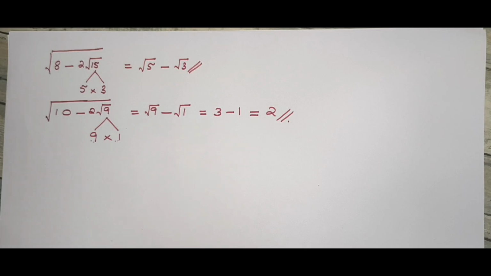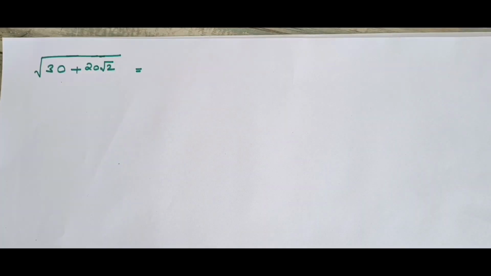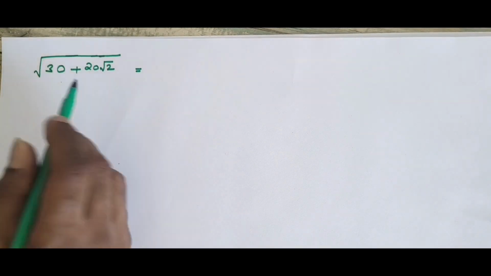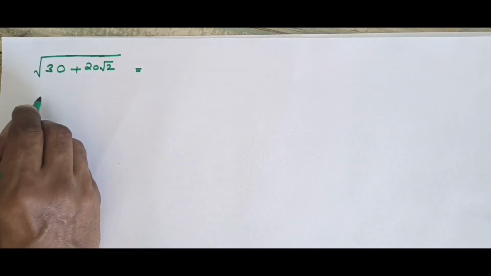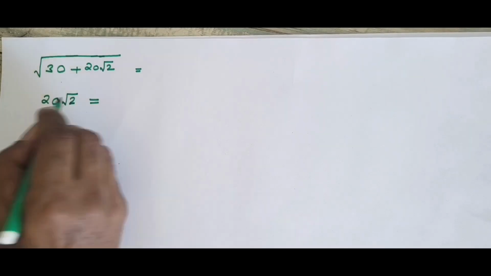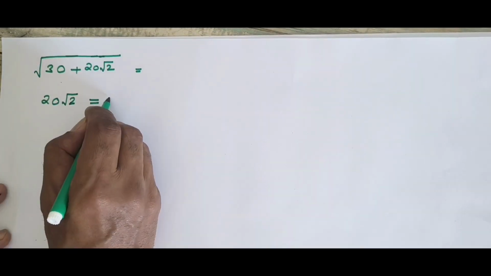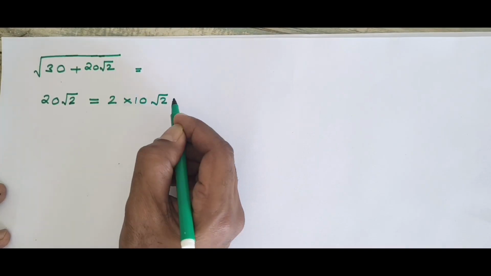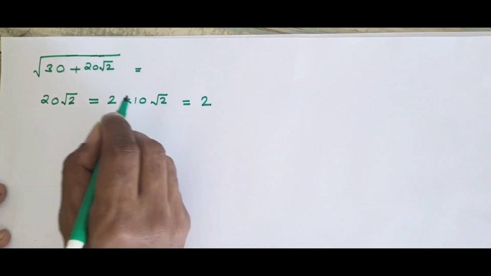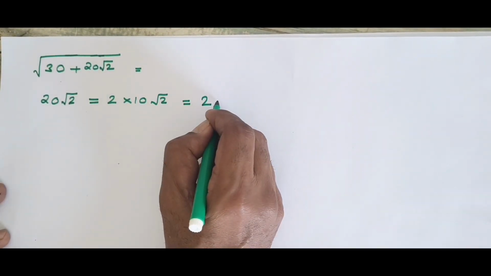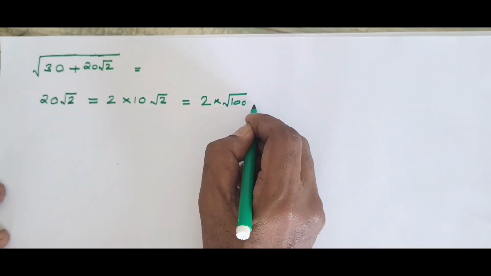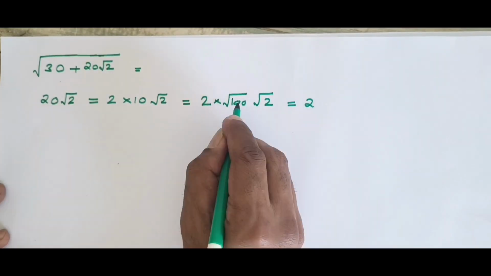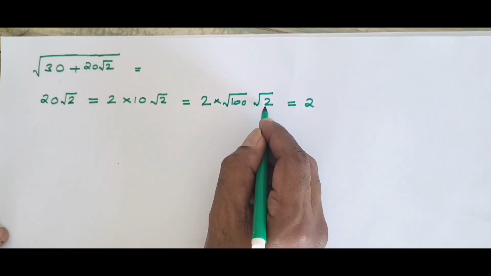Now we'll look at a slightly different problem. We are finding the square root of 30 plus 20 root 2. So what do we do in the first step? Take the number 20 root 2 and write it as 2 multiplied by something. For that, write 20 as 2 multiplied by 10. Then comes square root of 2. 10 you can write as square root of 100. Then comes square root of 2.